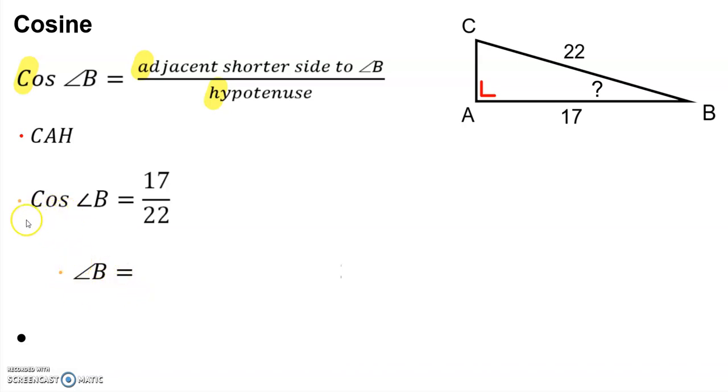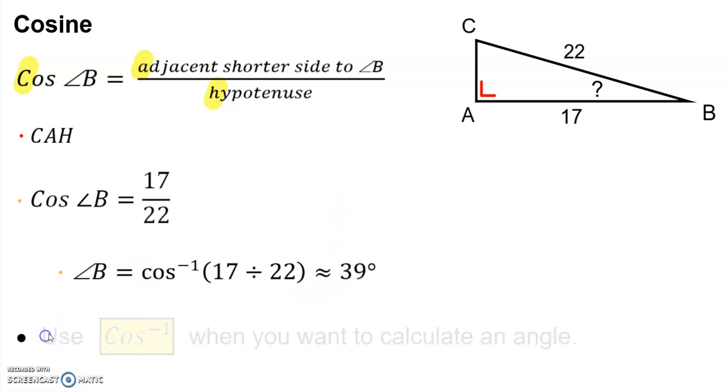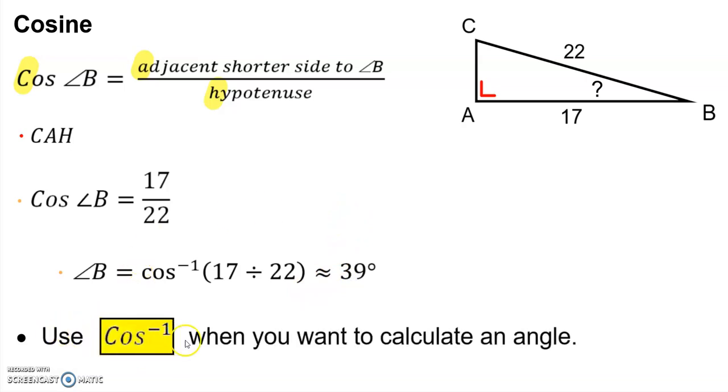Again, we see we have to remove cosine, and we can do this with cosine to the power of minus 1. So cosine to the power of minus 1, and then between brackets 17 divided by 22. And again, because we are calculating an angle, we have to round it to a whole number. When you calculate this, you should find approximately 39 degrees for angle B. And also, again, use cosine to the power of minus 1 when you want to calculate an angle. So now we've seen all three trigonometric ratios. And you have to know all these ratios.